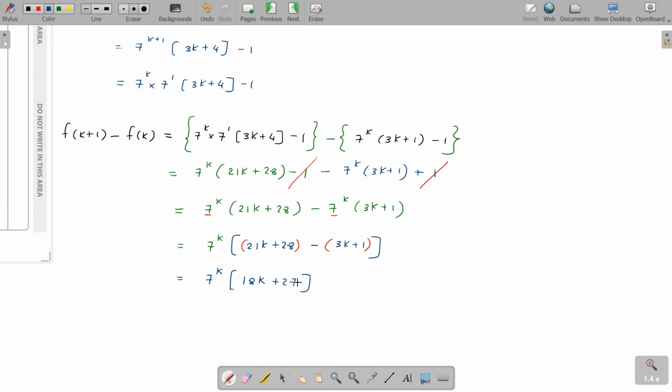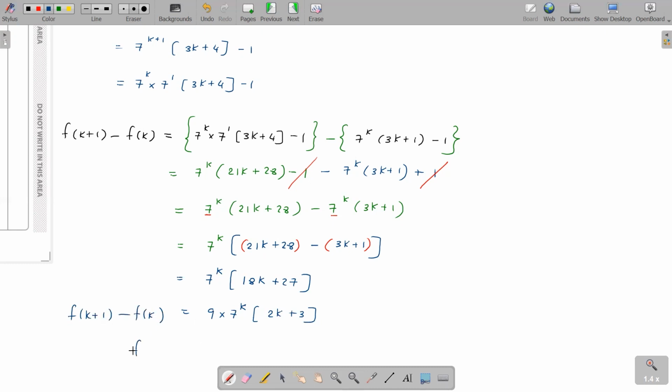So what do you see now? Clearly we can get a multiple of 9 here. Can you see? So I can take a 9 out. 9 times, I'll take the 9 out, 7 to the power k. What do we get here? 2k plus 3. Can you see? So this is the answer for what? f(k+1) minus f(k).